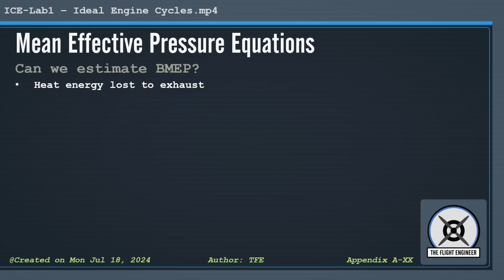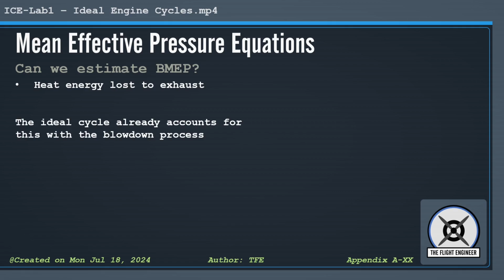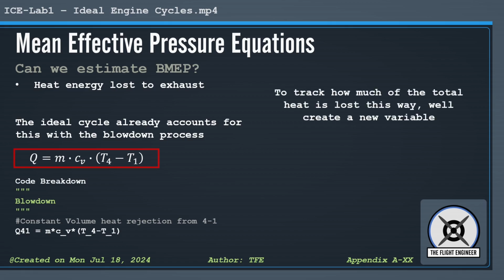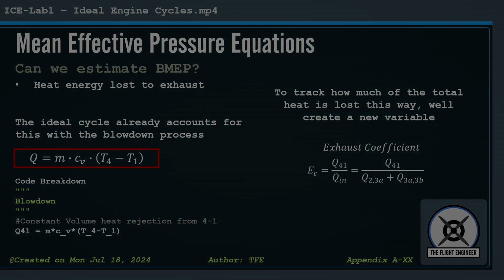Heat energy loss to exhaust is actually pretty easy to take care of. The ideal cycle blowdown process already accounts for most of these thermal effects. The Q equals MC delta T, where T4 and T1 are being used, kind of covers most of the heat loss during this entire process. If we want to track how much heat is actually being lost, we'll add a new variable here, which we'll call exhaust coefficient, E of C, and that'll be Q41 over the total Q in during combustion.